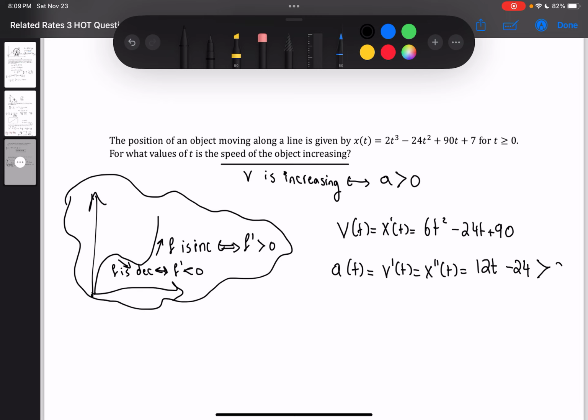Now, when is this positive? It is positive when 12t is bigger than 24. It is positive when t is bigger than 24 over 12. It is positive when t is bigger than 2.